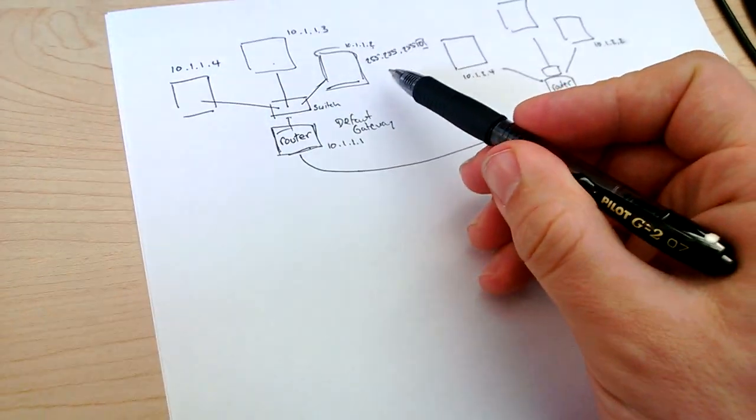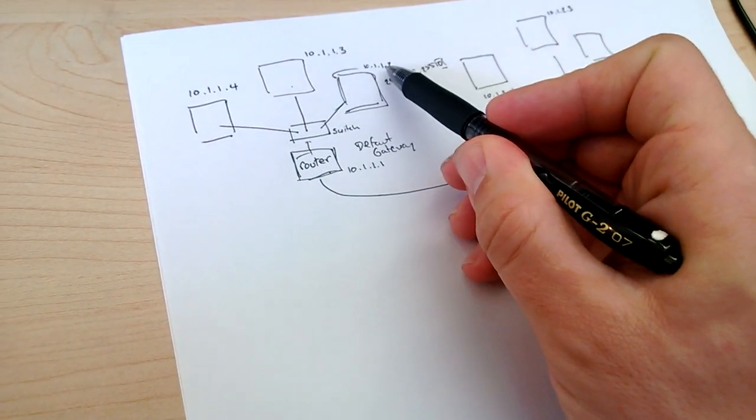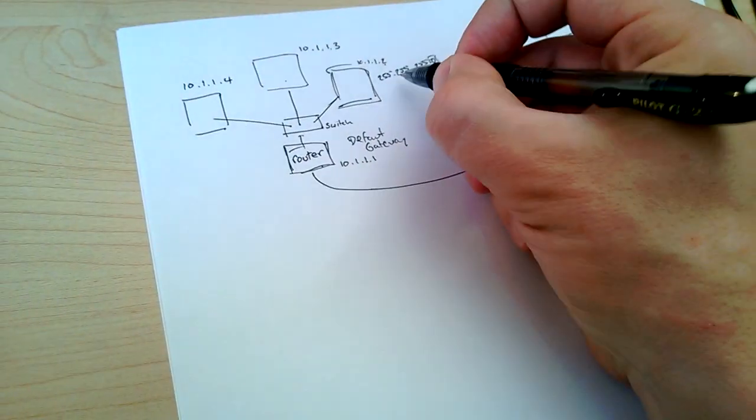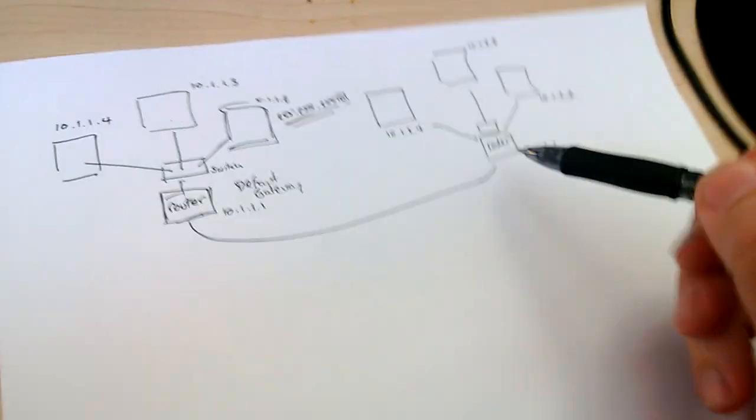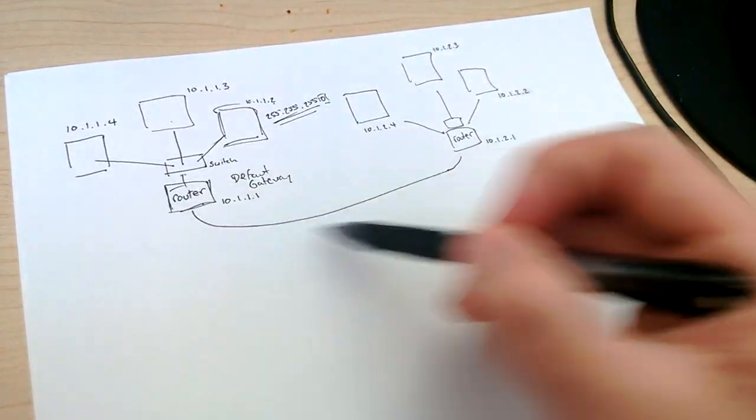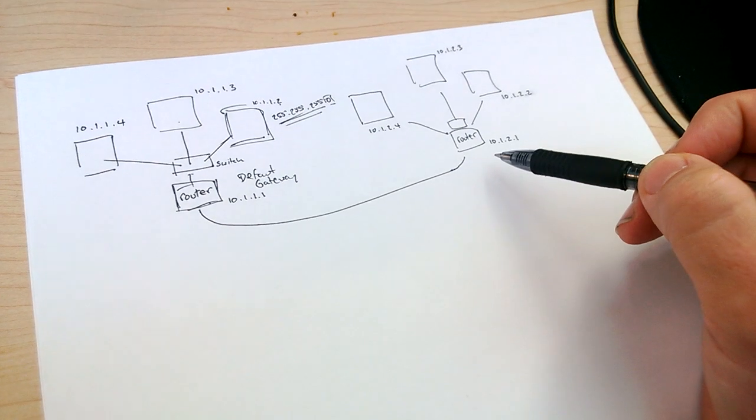So if it said, I'm going to try to hit 10.1.2.1, that's going to be outside of this mask. So it's going to say, okay, I need to go somewhere else out on the internet to hit this machine.